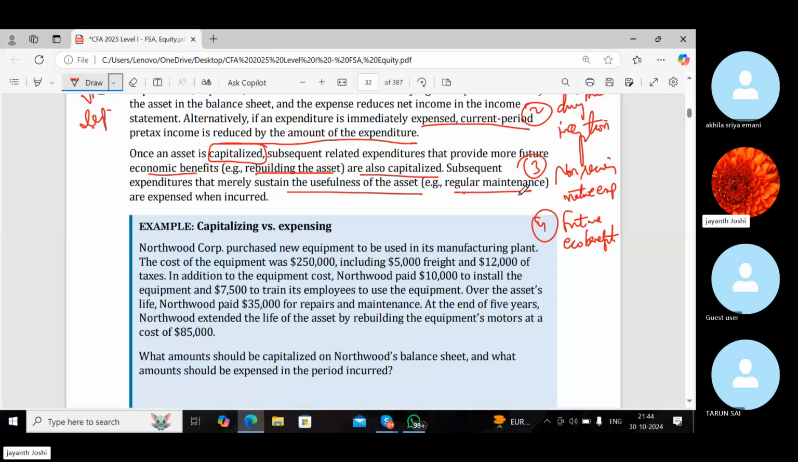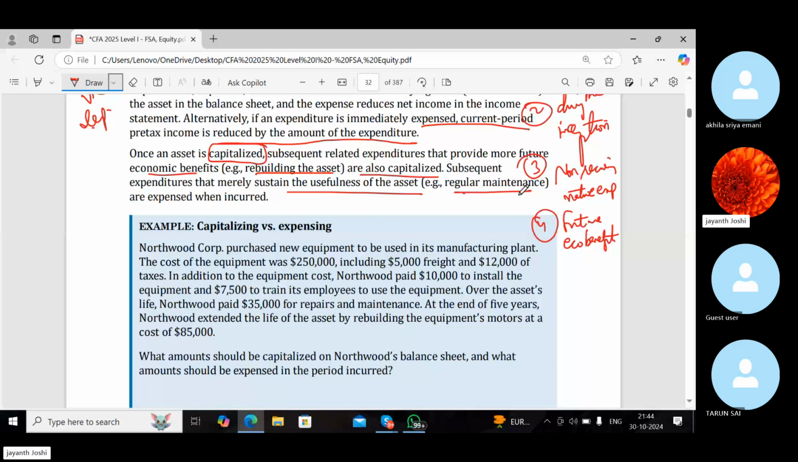Compare and contrast the impact on financial statement if the cost of equipment is capitalized versus expensed. That means first we will see what happens if it is capitalized, and then we will see what happens when it is expensed. Let's go to the income statement. This is revenue. 4 years, right? The asset will be utilized for 4 years. Revenue is 30,000.